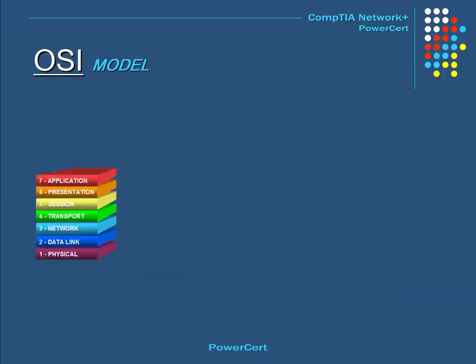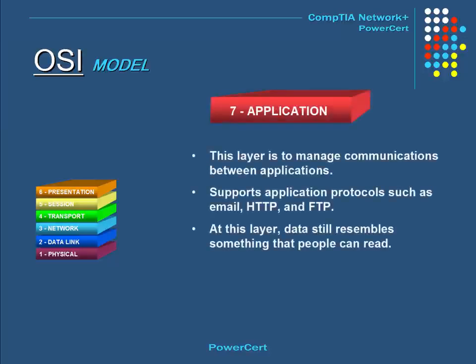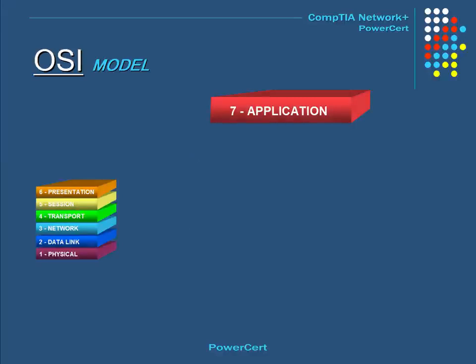The top layer of the OSI model is the application layer. And this layer, as you might have guessed, deals with applications. The purpose of this layer is to manage communications between applications. It supports application protocols such as email, HTTP, and FTP. At this layer, data still resembles something that you can actually read.